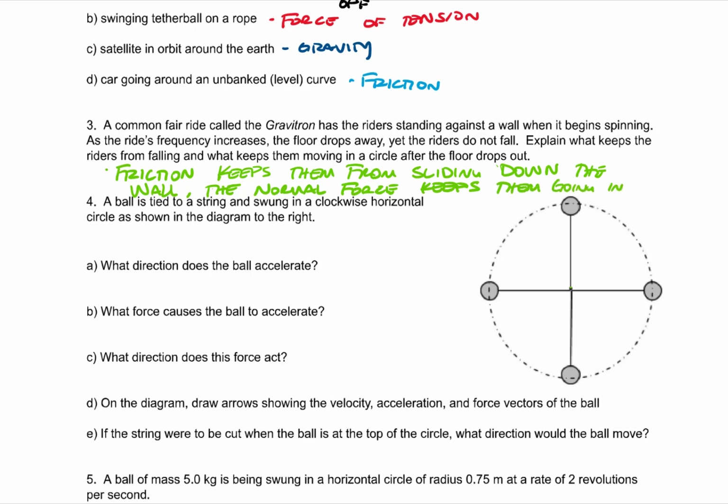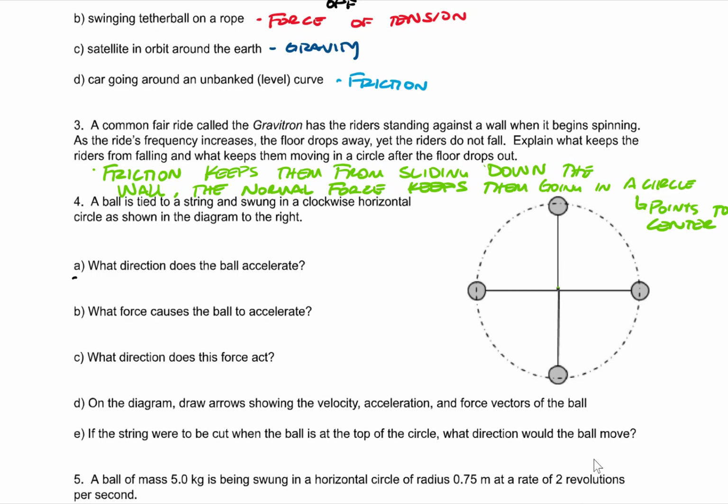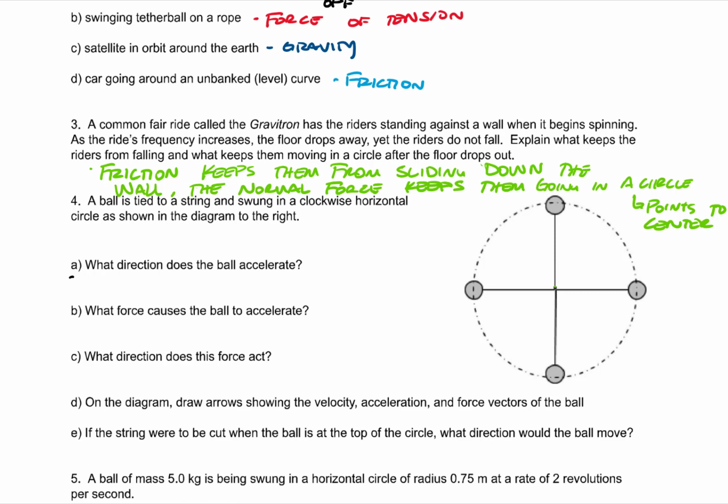That's what keeps them going in a circle: the normal force from the wall. The more normal force we have, the more friction we have. And that normal force from the wall points to the center of our circle. That's another reason we know it's going to be the force that's causing us to go in a circle. It's the one that's pointing towards the center.